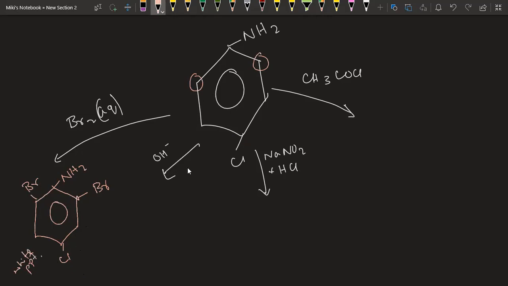Okay, now when hydroxide is added, what happens? Hydroxide is what? An alkaline solution. And phenylamine, since we have an amine group, is also alkaline. That means no reaction is actually going to take place. But remember, phenol is acidic. So phenol was supposed to react, but phenylamine is not going to react.